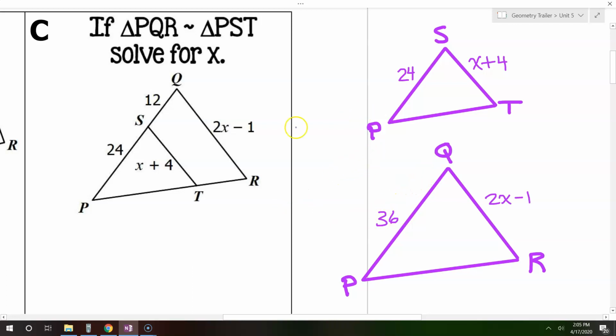Now, just like before, we have to be careful about which sides are corresponding. Don't assume that the 24 corresponds with the 36 and the x plus 4 corresponds with the 2x minus 1. Maybe, maybe not. We do not know that right now. We have to use the similarity statement above. So for example, I see my x plus 4, that is ST. So here's ST right here. That corresponds with QR. So in this case, those do match up kind of the way they look.